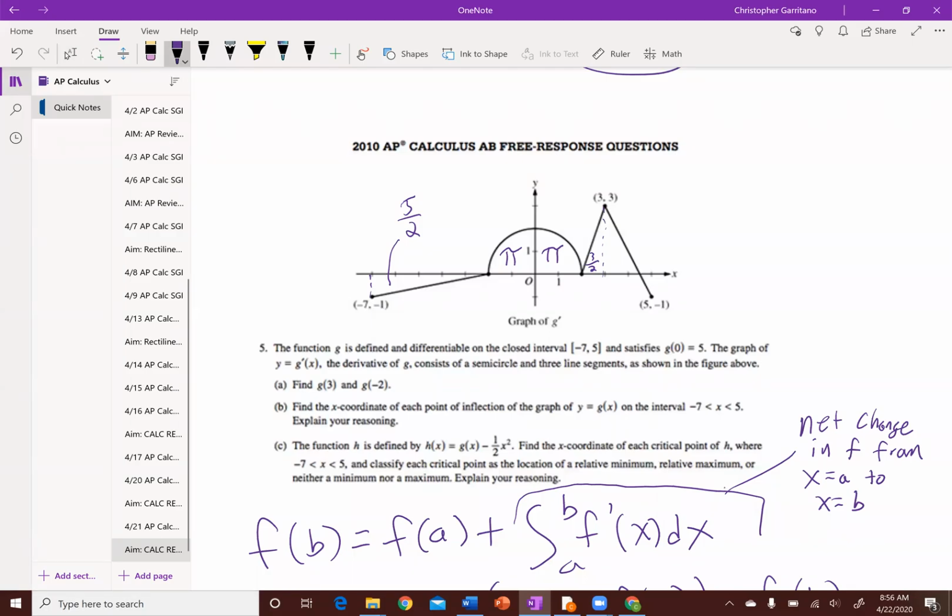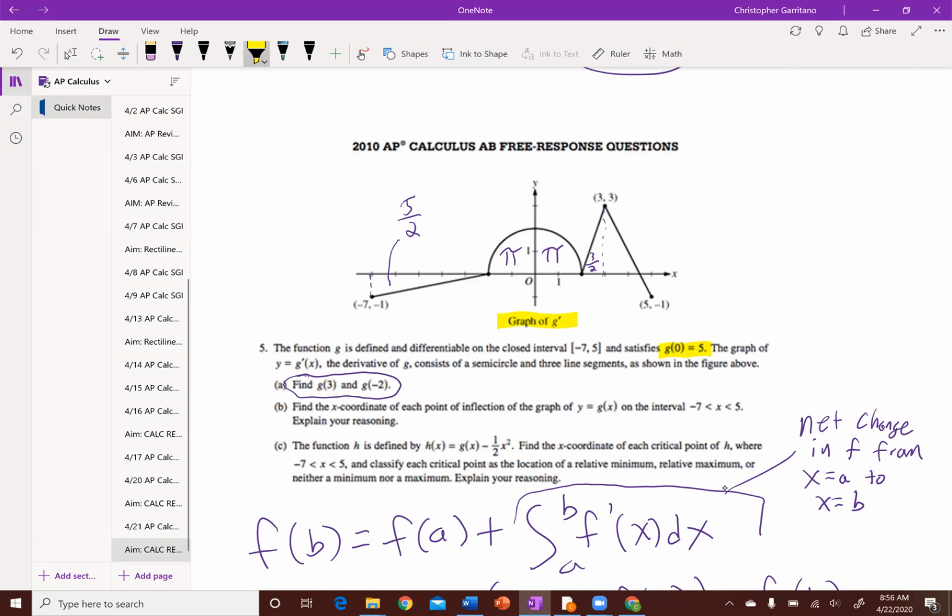I forgot to go over problem 5A on the previous video, and I wanted to go over that real quick now, because after reading it and reading some of your questions, I realized this is actually a pretty important concept. So this question asks us to find the values of g of 3 and g of -2. Now, we're not given an actual function of g, but we are given a graph of g prime, and we're given an initial condition for g.